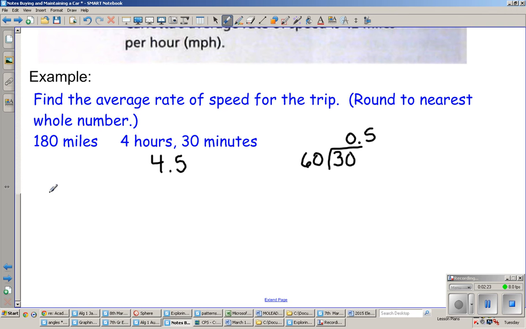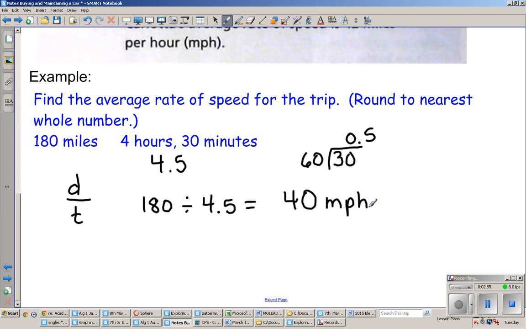To find the average rate of speed, remember it's distance divided by time. Our distance is 180 miles divided by 4 and 5/10. Okay, try that with me please. 180 divided by 4.5, or 4 and 5/10, and you get 40. So 40 represents our rate of speed, or 40 miles per hour. And this is example 1. Any questions?